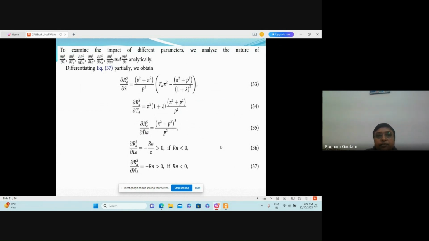To examine the impact of different parameters, we analyze the nature of the stationary convection with respect to the Jeffrey parameter, rotational parameter, Darcy number, Lewis number, and thermodynamic numbers, and the Rayleigh nanoparticles number, and also the porosity.